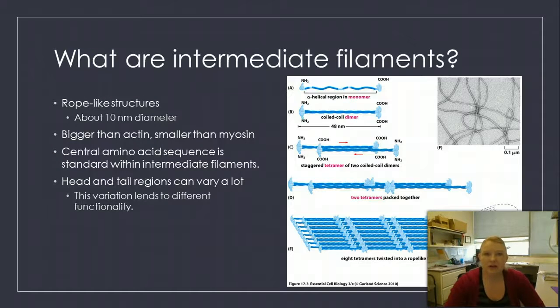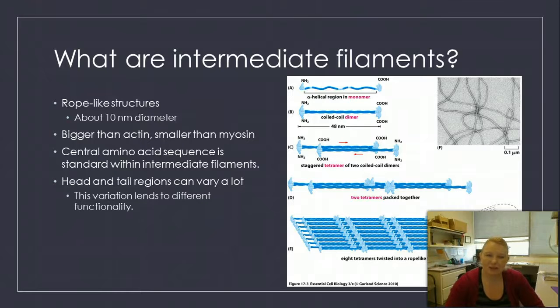So let's get into what intermediate filaments are. This is the first of the filaments we're going to talk about. The next 2 are in their own separate topics. So intermediate filaments are rope-like structures, and you can see a picture of that on this slide here. And as you can see, they have this central alpha helical region followed by 2 heads on either side. And these are bigger than actin and smaller than myosin, so they're kind of the intermediate, which is why they're called intermediate filaments. And you can see on the slide it says they're 10 nanometers in diameter.